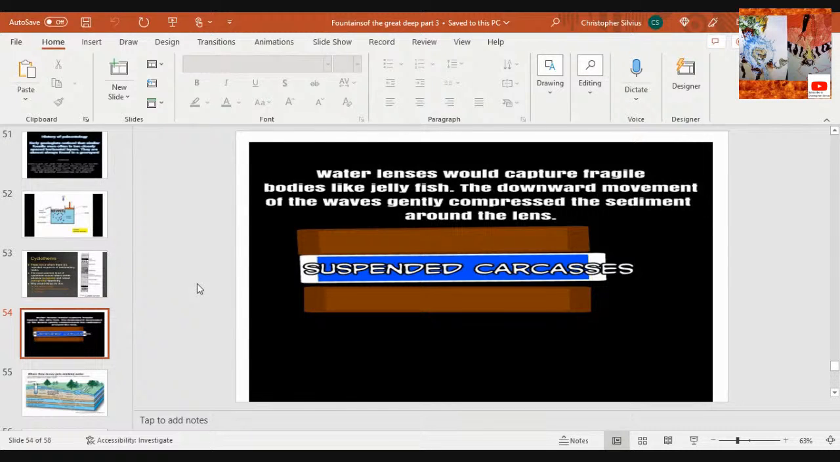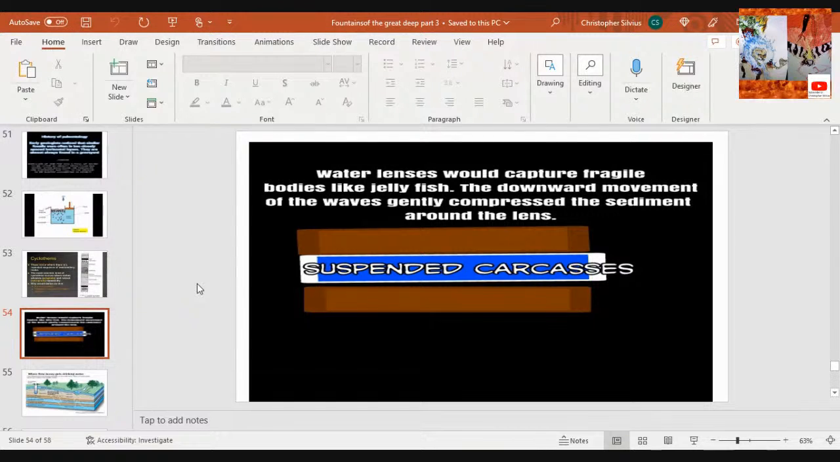And if you have another scenario where it's just a bunch of dirt slowly accumulating on top of it, it has to be not only rapid, but it has to be deep enough to preserve the jellyfish to that great of a detail, because these things are very exquisite that we've been able to study.